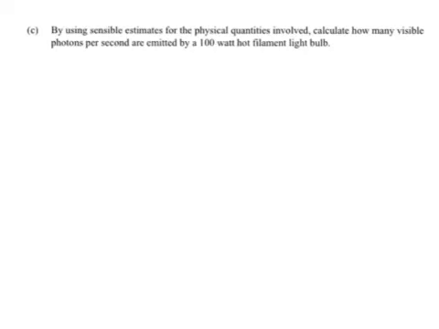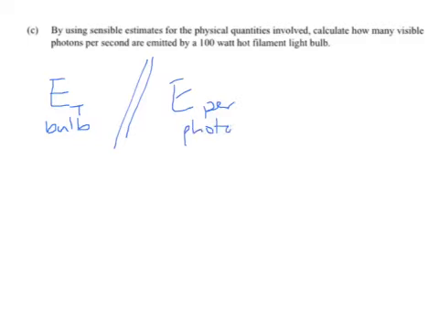So essentially what we're after here is to know the total energy emitted from the light bulb, so E_T from the bulb, and we also need to know the energy per photon of visible light. Visible because we're talking about visible photons per second, visible light. All of this will take place in 1 second if we assume 100 watts is 100 joules.